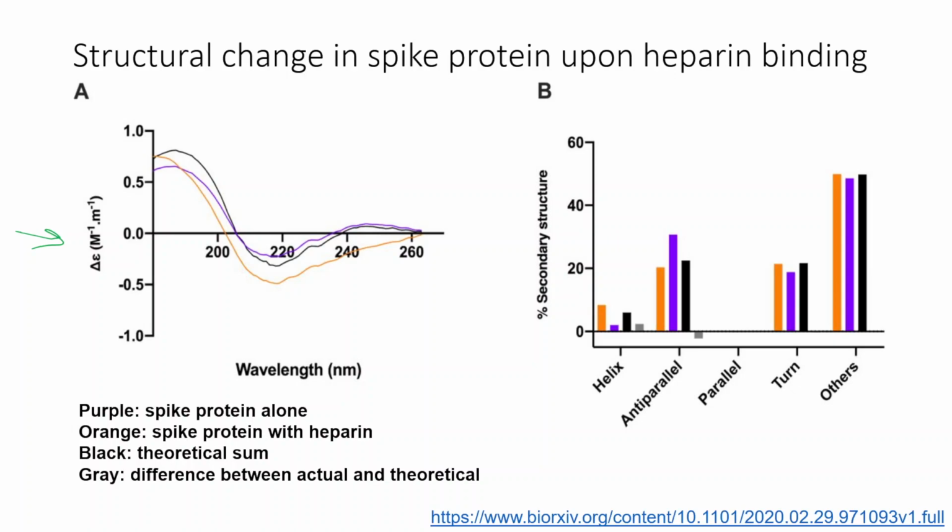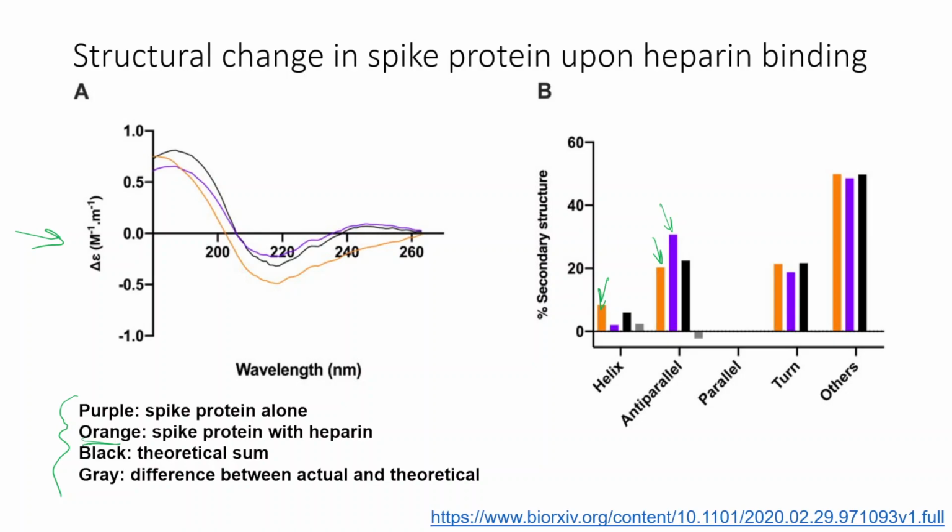But these people have more information that they're also getting out of their spectra. They're looking at these different colors on their spectrum and on their graph. The purple curves and bars are when the spike protein's by itself. It has the highest amount of these anti-parallel beta sheets when it's purple, compared to the orange, which is when you add heparin. So you have much less beta sheet character after you add heparin, and you get more helix character when you add heparin.